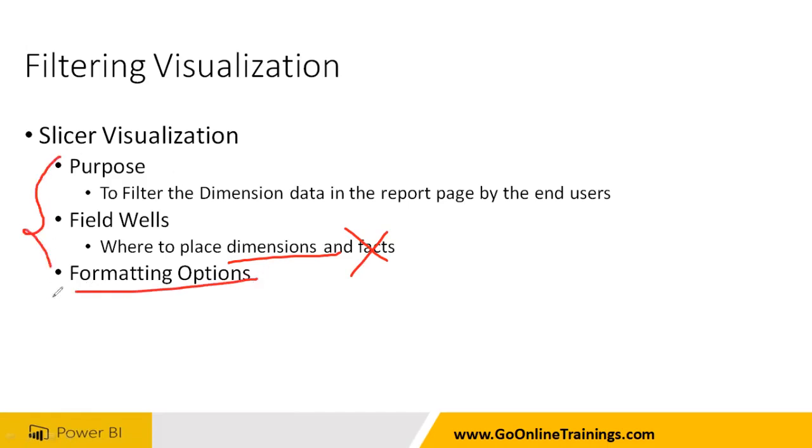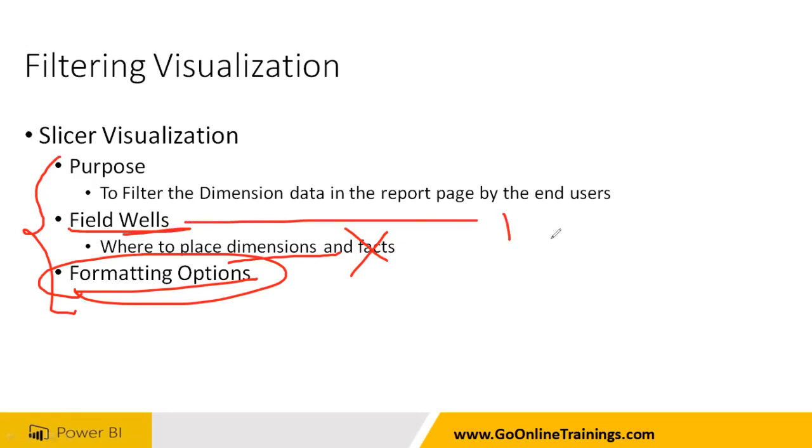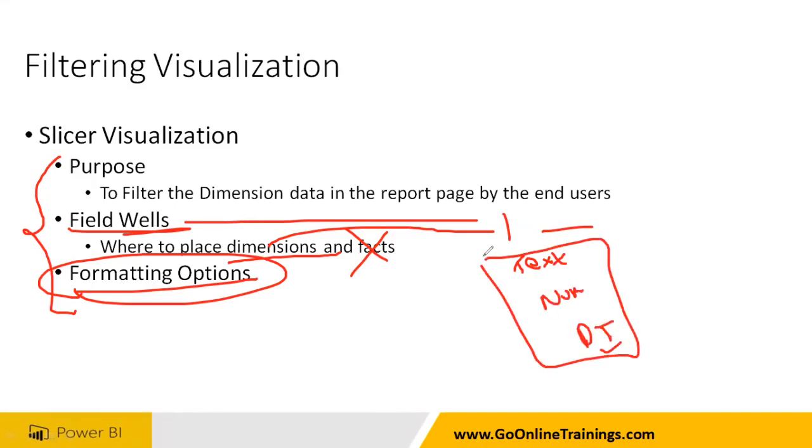Tomorrow we'll talk about formatting options. And the field well contains only one. In that we can have dimensions and textual data. If you drag and drop, what happens? Number data, what happens? Date and time data, what happens? I discussed that already, and we will continue tomorrow. We'll complete the formatting options and some more for this visualization in tomorrow's class.